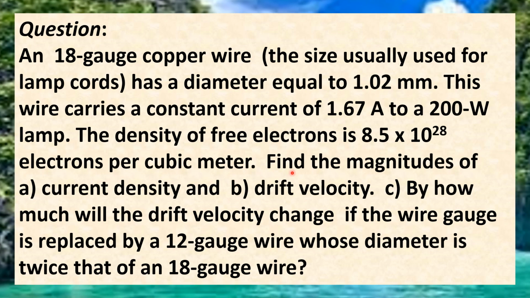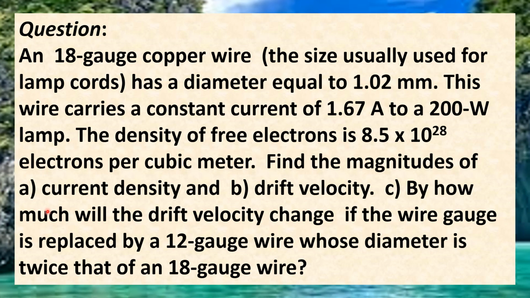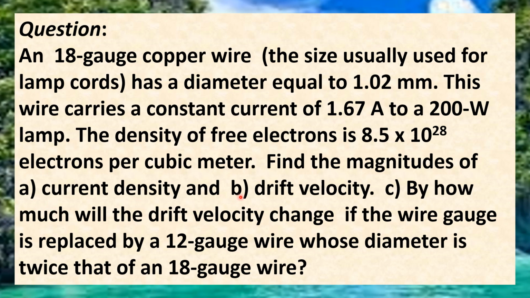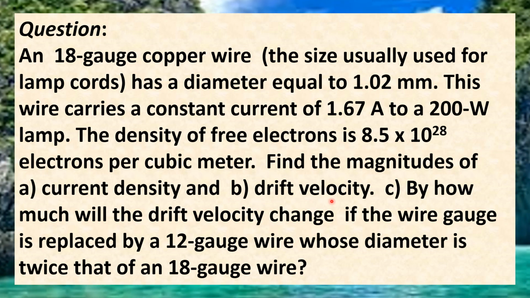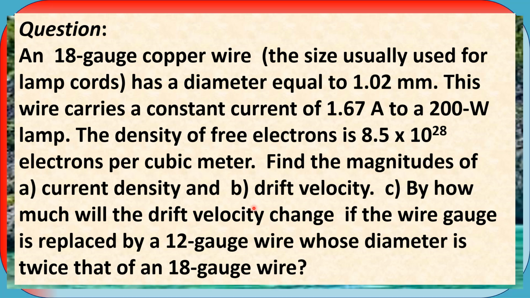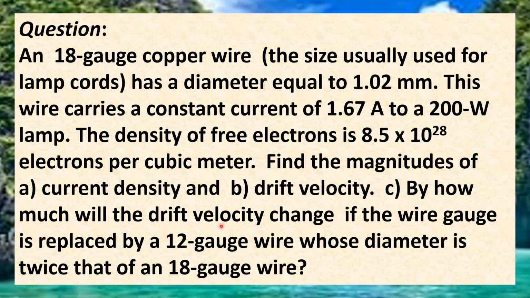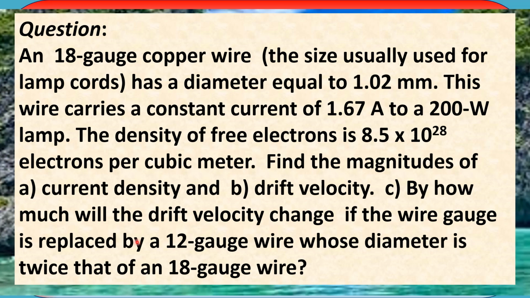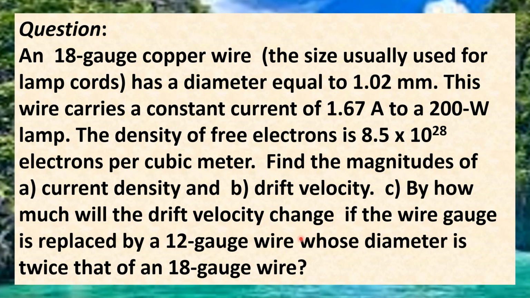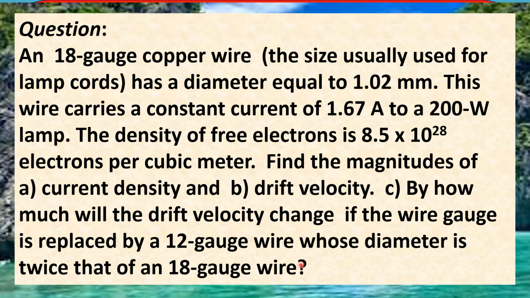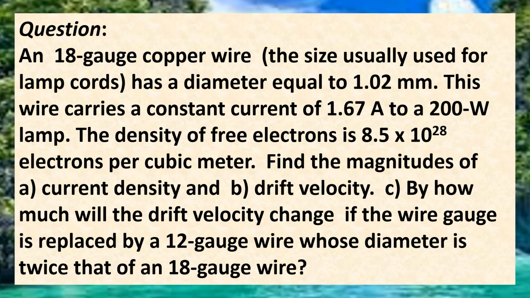Find the magnitudes of letter A, the current density, and letter B, the magnitude of the drift velocity, and letter C, by how much will the drift velocity change if the wire is replaced by a 12 gauge wire whose diameter is twice that of an 18 gauge wire.